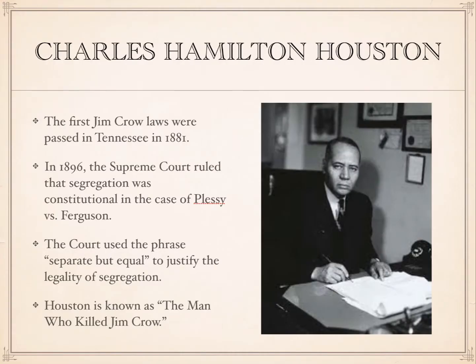So to begin, the first segregation laws, known as Jim Crow laws, were passed in Tennessee in 1881. This was following the Reconstruction period. And the first major challenge to these laws reached the Supreme Court in 1896 in the case of Plessy versus Ferguson. But in this decision, the Supreme Court ruled against the plaintiff, Homer Plessy, denying him access to a whites-only section of a train in Louisiana. So from that point forward, segregation was declared legal.